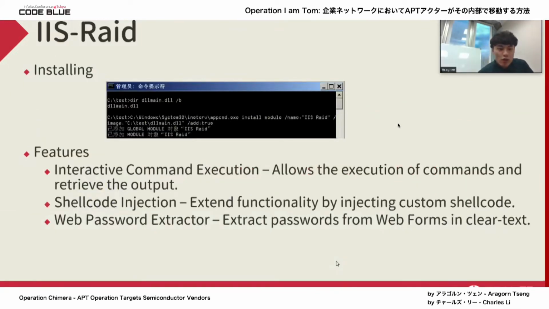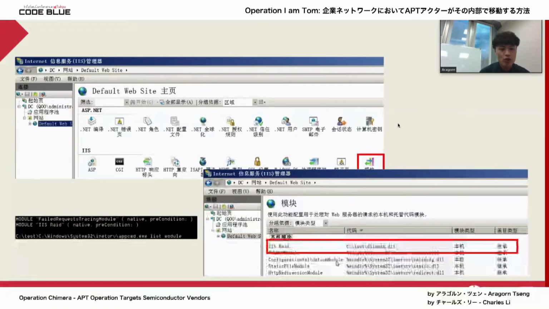And there is an open source POC project of the IIS backdoor called IIS-RAID. It can be easily installed via appcmd. IIS-RAID can not only execute commands, but also inject shellcode or extract passwords from the web. And if you install IIS-RAID, you can use appcmd in the command line or use IIS Manager in GUI mode to list IIS modules in your server. And if you use IIS Manager, you can see the file path of the DLL file in the GUI mode.